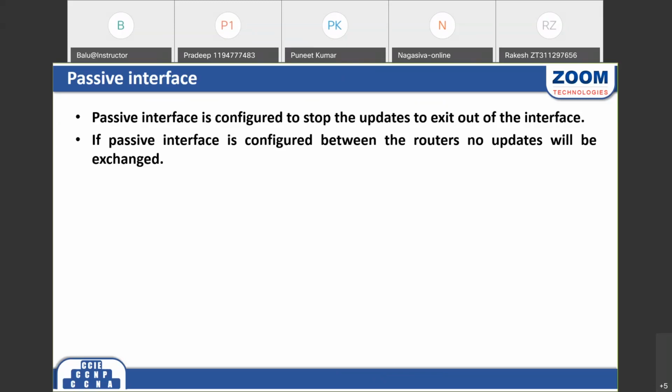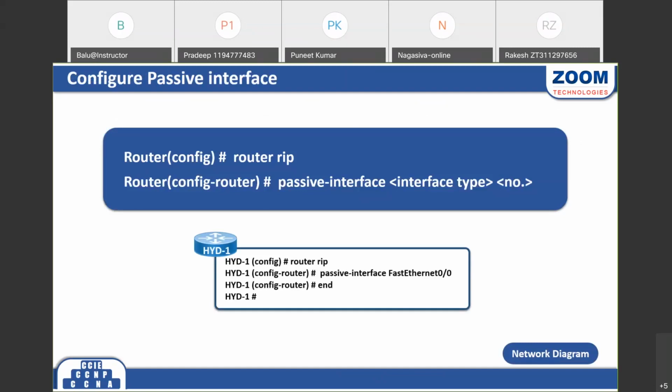The same concept applies for RIP, OSPF, and even for stopping RIP updates on FastEthernet, and in EIGRP, for all protocols. This is for RIP: router rip, FastEthernet, passive-interface FastEthernet.